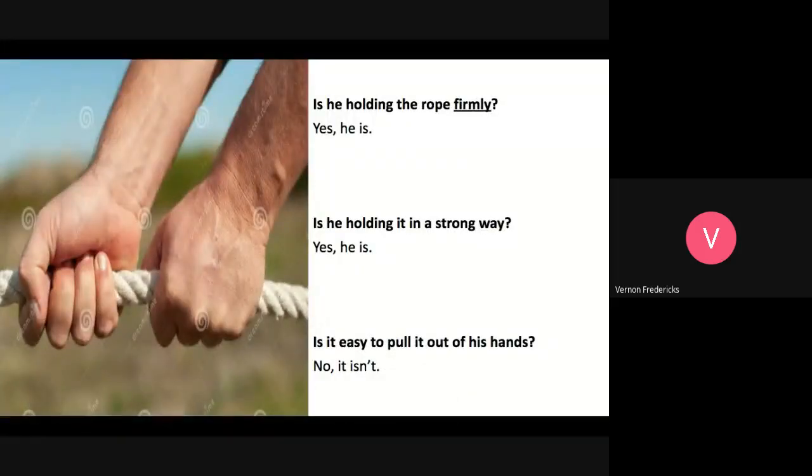Okay, the word is firmly. The adverb is firmly. So what does firmly mean? Firmly means holding tight. Is he holding the rope firmly? Yes, he is. Is he holding it in a strong way? Yes, he is. Is it easy to pull it out of his hands? No, it isn't, because he is holding it in a strong way, and it's very difficult to get the rope out of his hands. So firmly means holding on to something very tight and very strong.